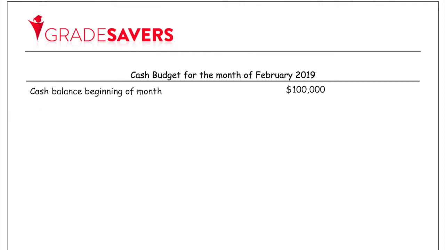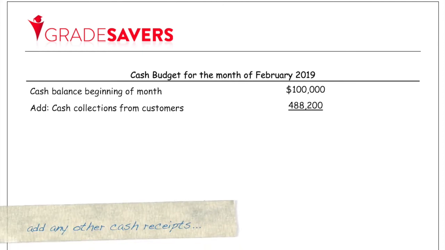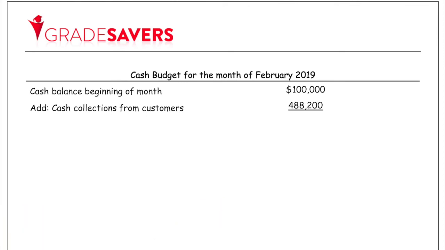We're then going to add the cash collections from customers. We'll obtain the cash collections from customers from our schedule of cash collections, so we're just simply going to look at the last line for the month of February. If there's any other reason why the firm collects cash, we'd simply put that in this section. For example, they could collect a note receivable, or sell off assets and have some proceeds from sale. In this particular example, we don't have any of those things, but if we had them, we'd include them in this section.